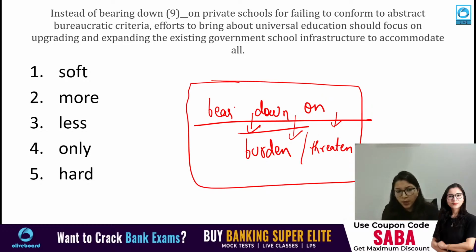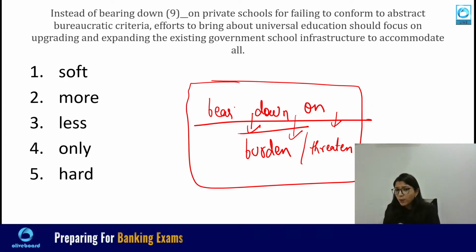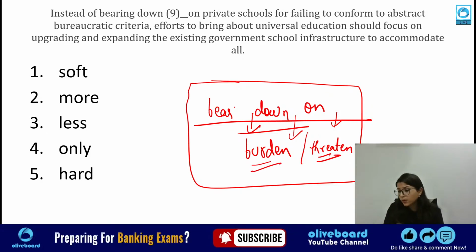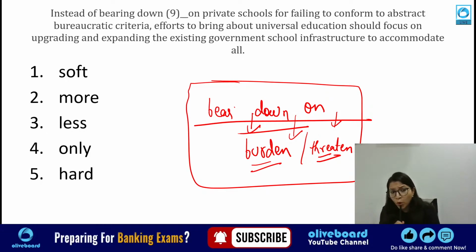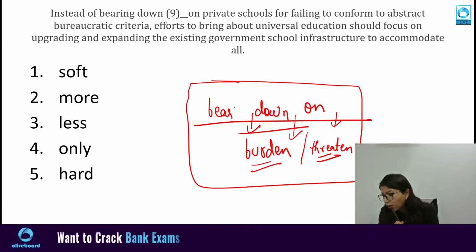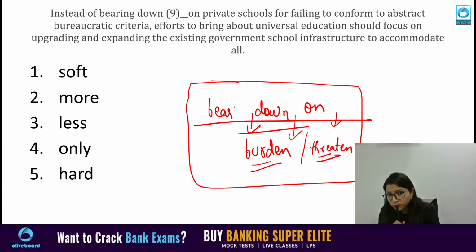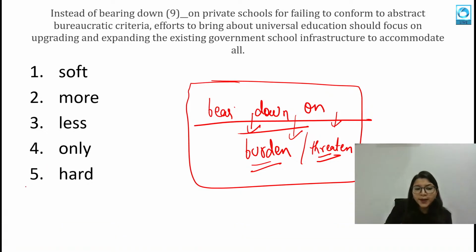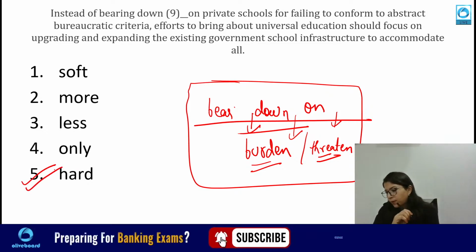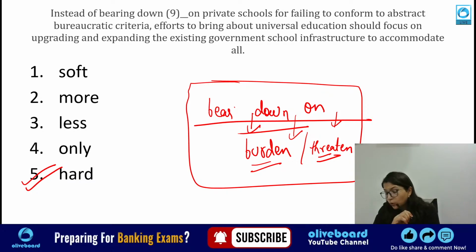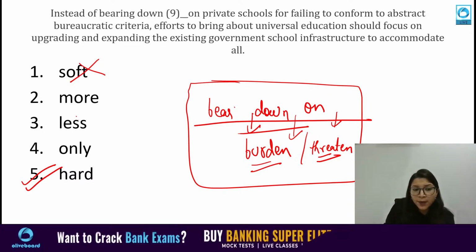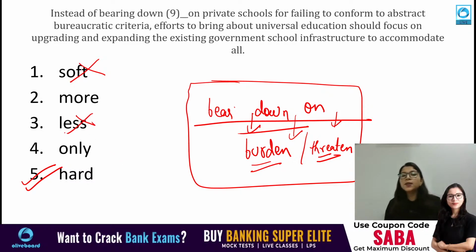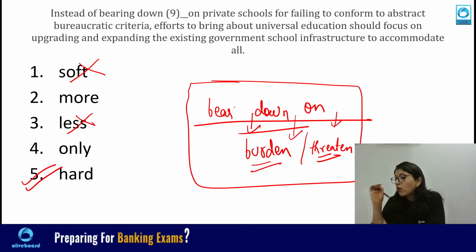No, Shita. Less. Instead of bearing down less on private schools. Burden word. Try to see this. How, Jagyasini? More, less. We are getting the sense of hard. Sandeep is saying only. See, this is also a very close option. Soft can be eliminated. Less can be eliminated. Now, what sense we are getting? Instead of bearing down hard on private schools, it means instead of burdening them.